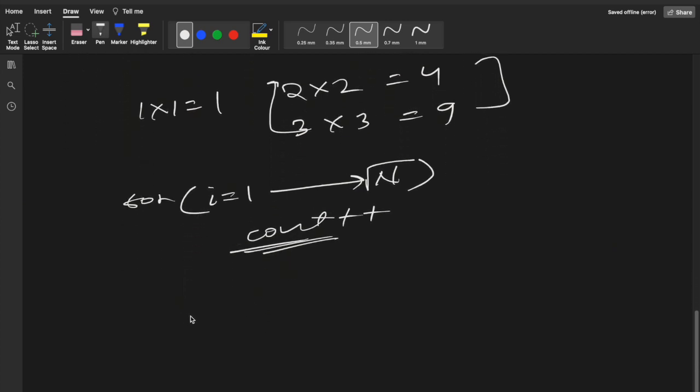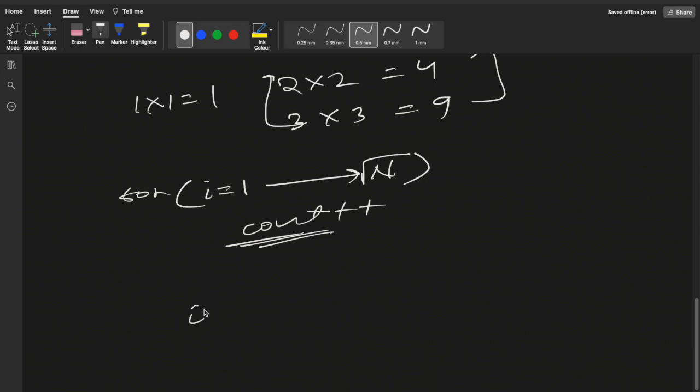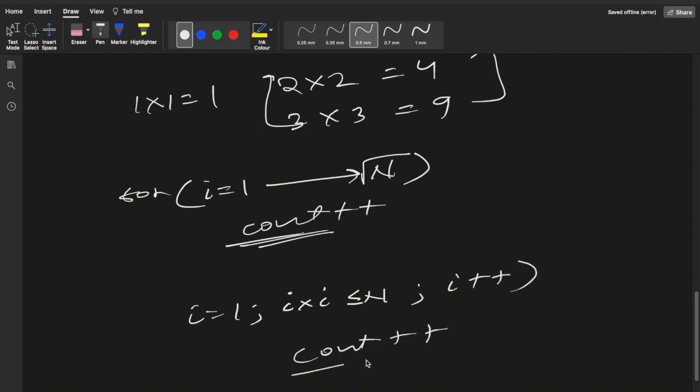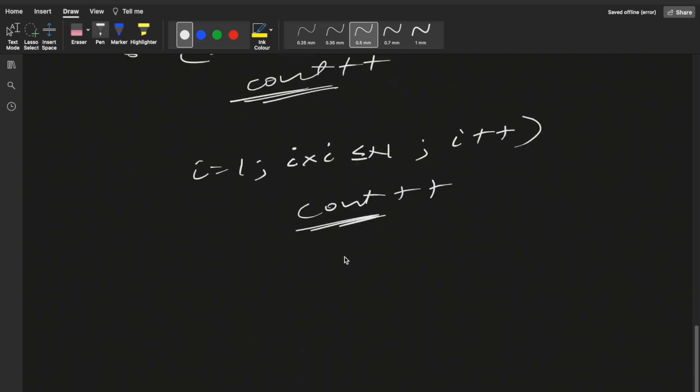Okay, so how can we write that? We can write i is equal to 1. To get the square root of n, we can write i into i less than or equal to n, then i plus plus. Then we increment the count plus plus. So that will be the answer. Okay, let's code this one.